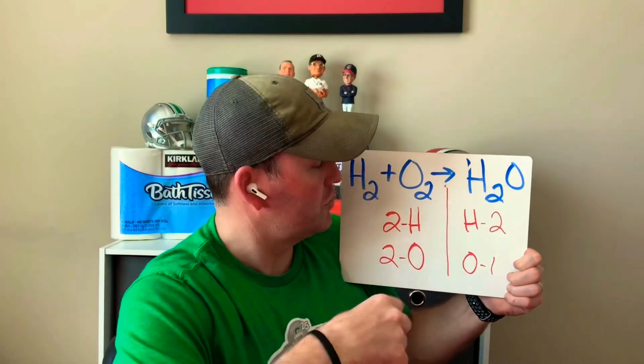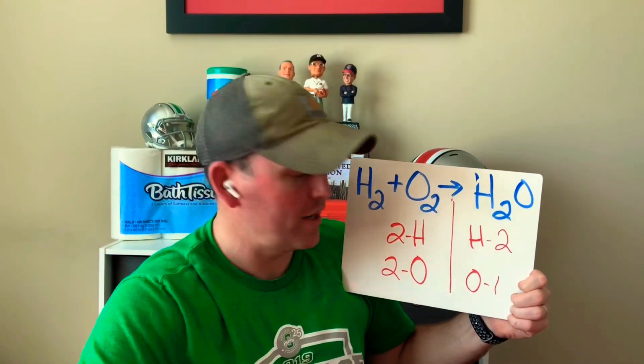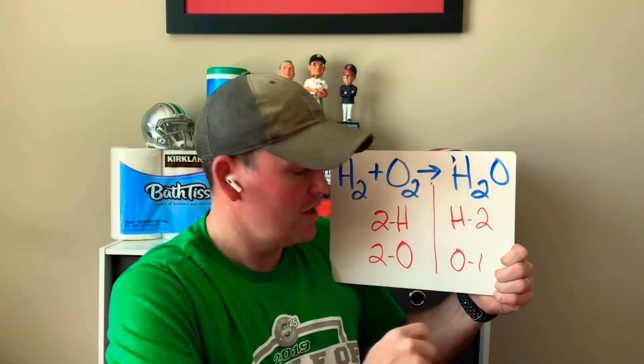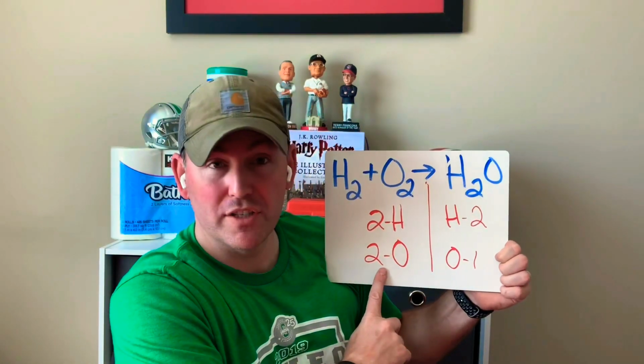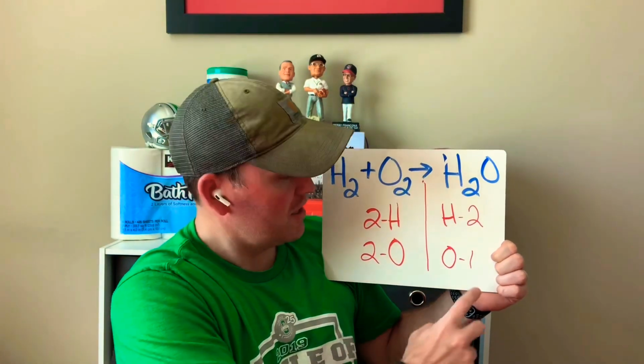So when I look at this and I ask myself, is this a balanced chemical equation? Do my reactants equal my products? Well, the answer to that is obviously no. Okay, I have 2 hydrogens, 2 hydrogens. Is that good? That's good. The problem is this. I have 2 oxygens in my reactants. I only have 1 oxygen in my products. We're going to need to balance this equation out.